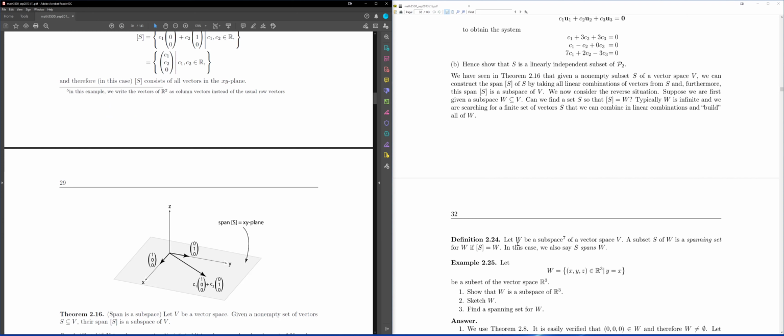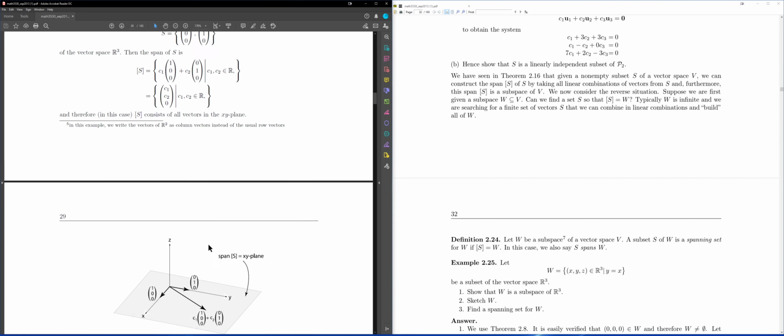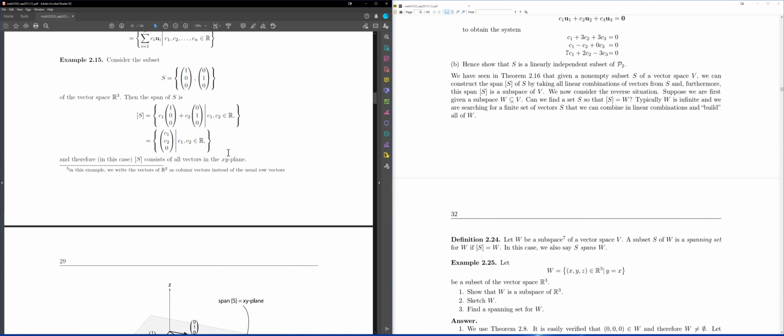For W being the xy plane, what I want is a spanning set. So I want some vectors belonging to W, like a vector here and a vector here, such that when I take the span of these two vectors, I get W. And this S over here is referred to as a spanning set.